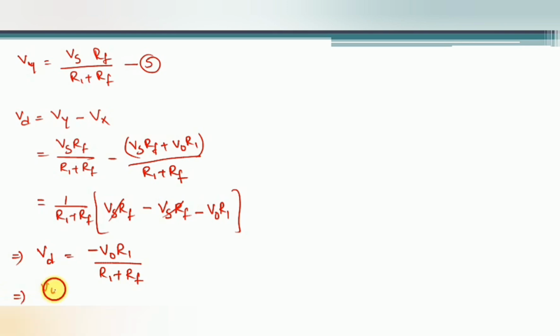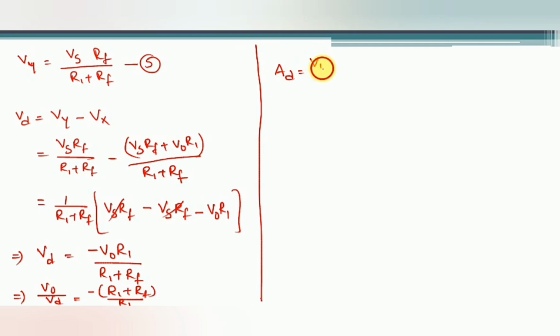Therefore V0 by Vd I can write as minus R1 plus Rf by R1. So if you write it as a simple equation, AD is equal to V0 by Vd, which is minus of 1 plus Rf by R1. Okay, so this is the final value of AD. Let us consider this as equation 6.